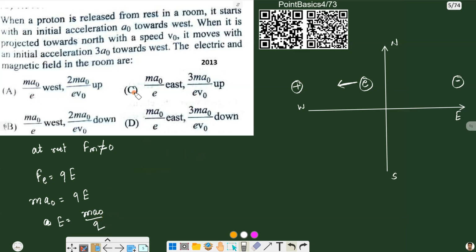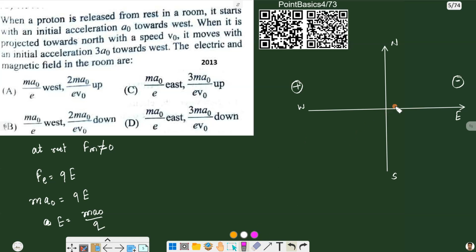So here we have option C and option D, which are the two possible answers using the first part, using only the electric field part. Now when it is projected towards the north, going to the second condition, that if it is projected towards the north, now the electron is going like this. So let's rub this one.